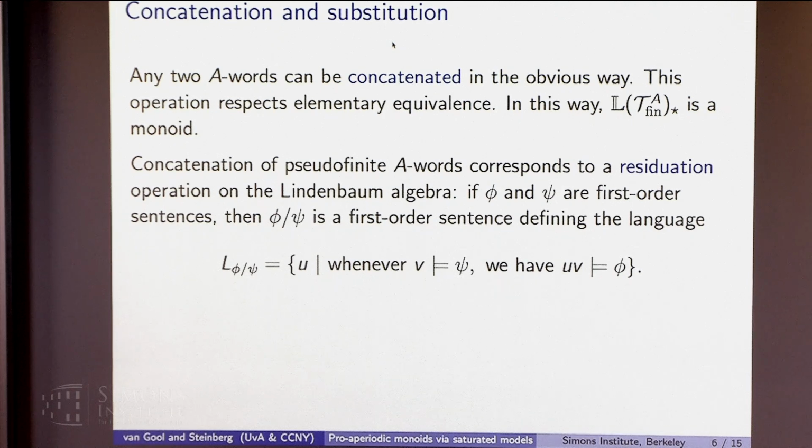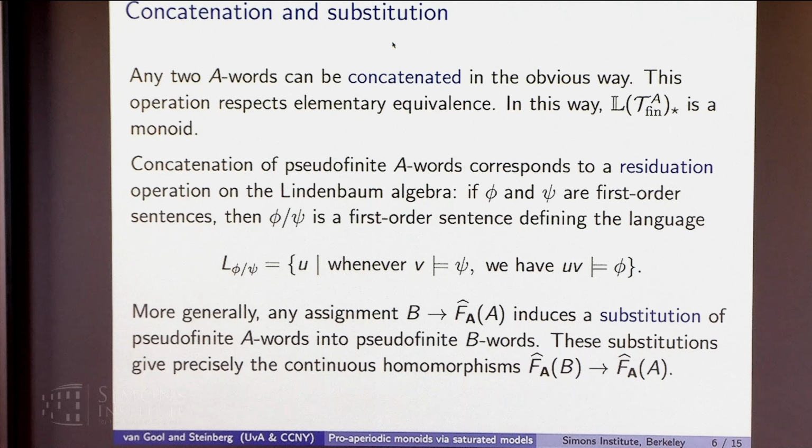Another way to see it, if you don't like topology, is to go to the dual space and go to the Lindenbaum algebra. There's a corresponding operation to this monoid multiplication on the Boolean algebra. As usual with Stone duality, everything you have on the space side translates to something on the Boolean algebra side. Here, the corresponding thing is what's called a residuation operation. And this is maybe a nice exercise. If you have two first order sentences, then there always is a sentence that defines the following language, the language of those finite words such that if you take another word that satisfies psi and you multiply it on the right, you get a word that satisfies phi. That is a new language that I'm defining, and it's still first order definable if the other two are.